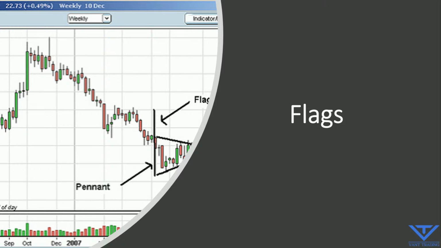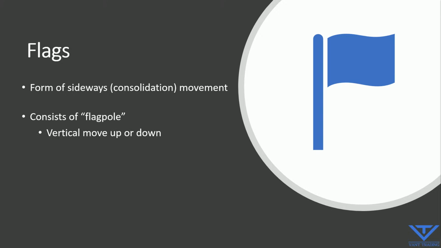And some of these are going to sound pretty similar to each other, and we'll talk about the differences, but I want to talk about the basic one, and this is the flag. And it's going to be exactly as it might sound. At its heart, it's a form of sideways consolidation movement. And the pieces of this flag, it's going to consist of the flag pole. Flag on the ground isn't very helpful, obviously, and that's going to be a vertical move up or down in the stock or the market. And then after that nice move up, you're going to have a sideways or maybe even slightly diagonal flag.